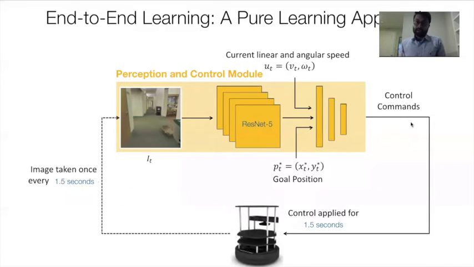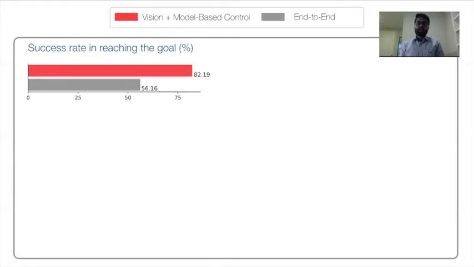Now for a fair comparison, we train this end-to-end learning module on the exact same data set that we train our own method on. Then we compare our method and end-to-end learning on a set of 500 navigational goals in an unseen building. So none of the methods have seen that building before during the training phase. And you can see the proposed method performs significantly better than end-to-end learning.